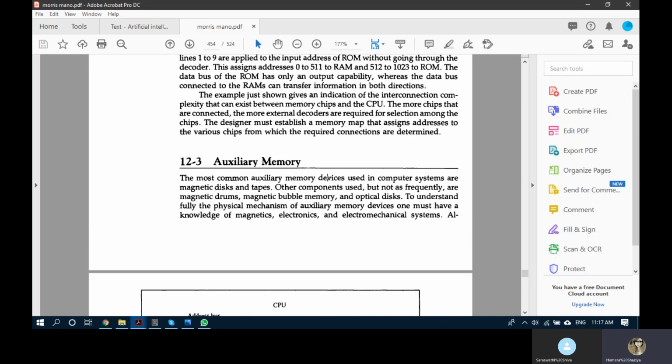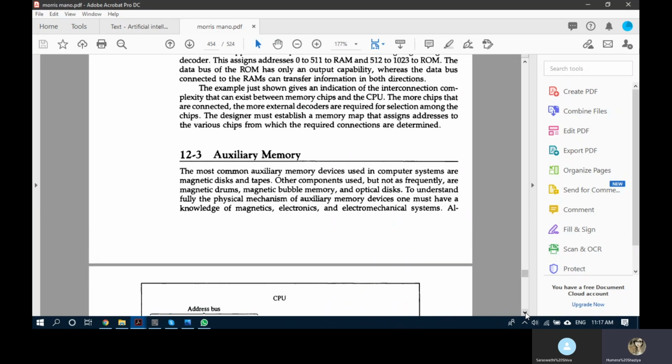In the earlier days, or we can say two decades ago, the auxiliary memory was magnetic tapes, magnetic drums, magnetic bubble memory, optical discs. Until recently, we used to have CD-ROMs, DVDs, and all. But nowadays, auxiliary memory has been totally replaced by cloud. You store all the information in your cloud and in your USB flash.